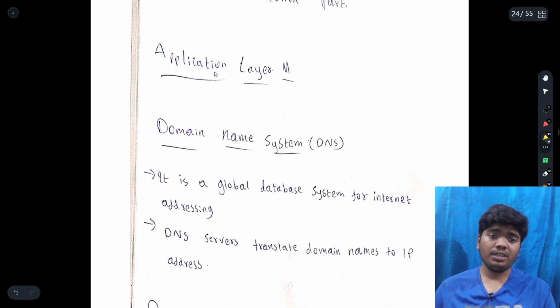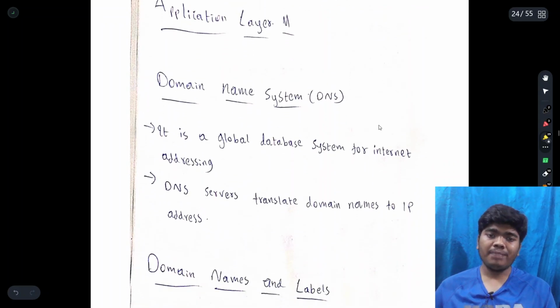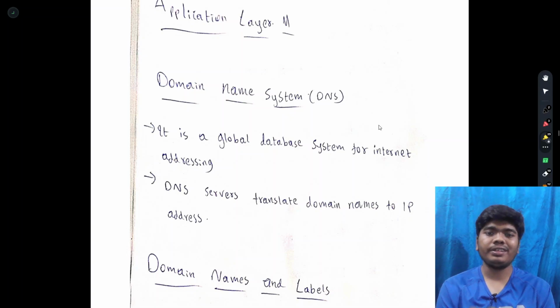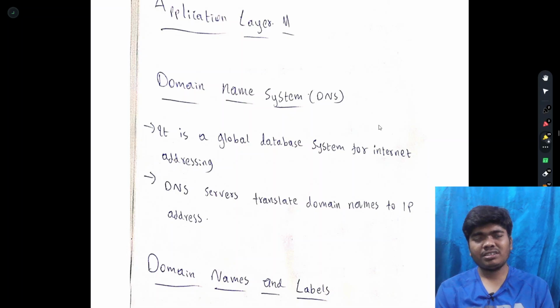Now if we see the application layer protocol 2, Domain Name System. So what is the Domain Name System? The internet is something which we can say is a global interface. So for a global interface, to avoid some confusion, we will just use DNS. It is a global database system for internet addressing. DNS servers will just translate those domain names into IP addresses. IP addresses, we know them, right? 192.163.19.18, something like that.